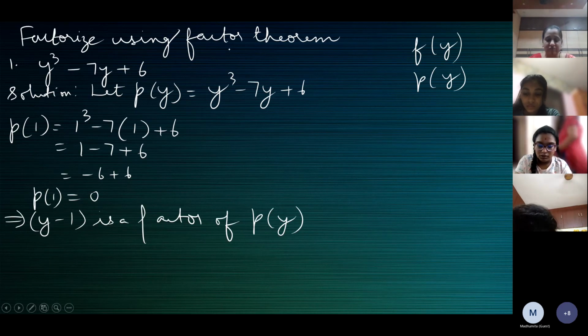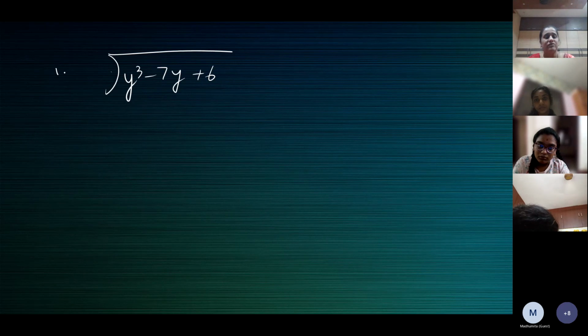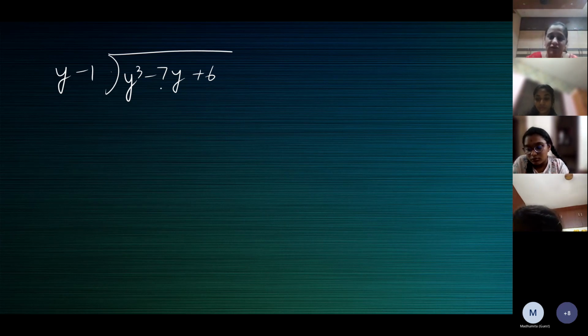Now let us divide. The next step is to divide. So write the cubic polynomial y cubed minus 7y plus 6, and divide that by its factor y minus 1. Write the cubic polynomial and divide. You found one factor. The factor was not given to you. You know a cubic polynomial has a maximum of 3 factors. You found one of the 3 factors.